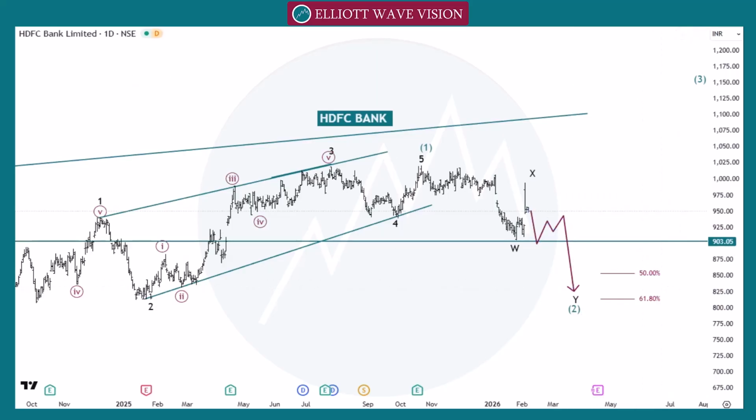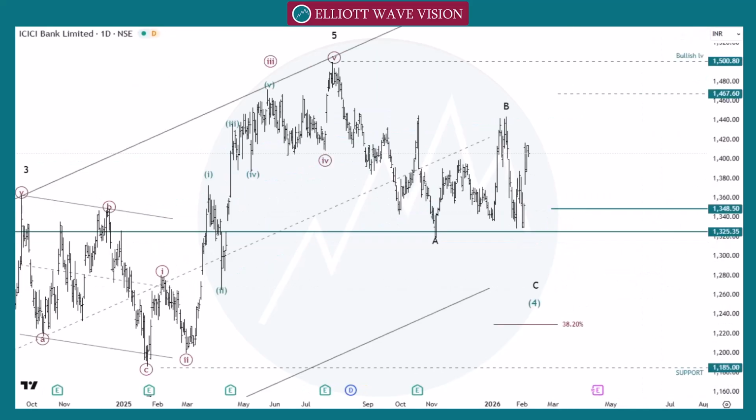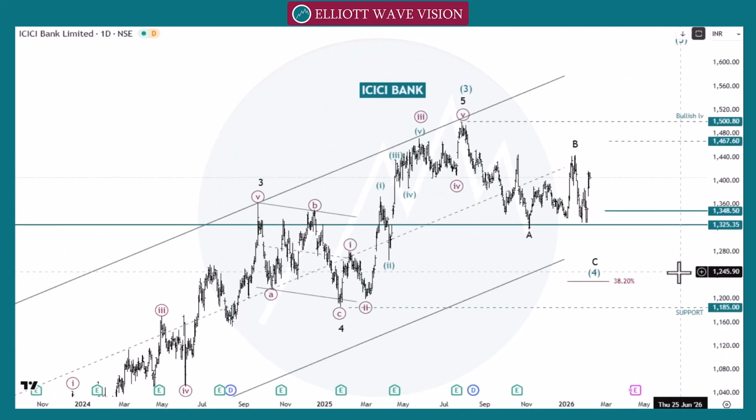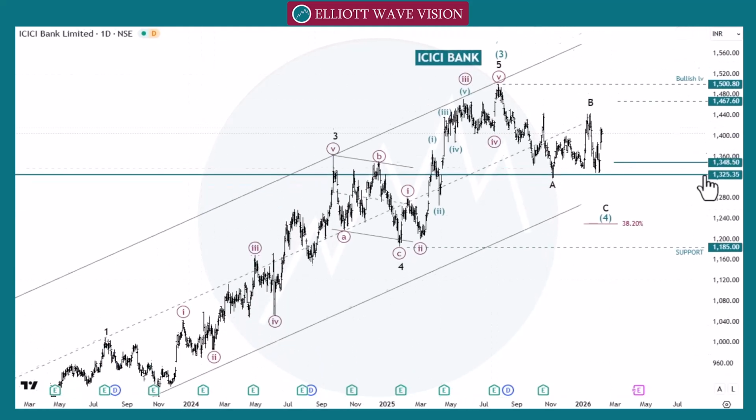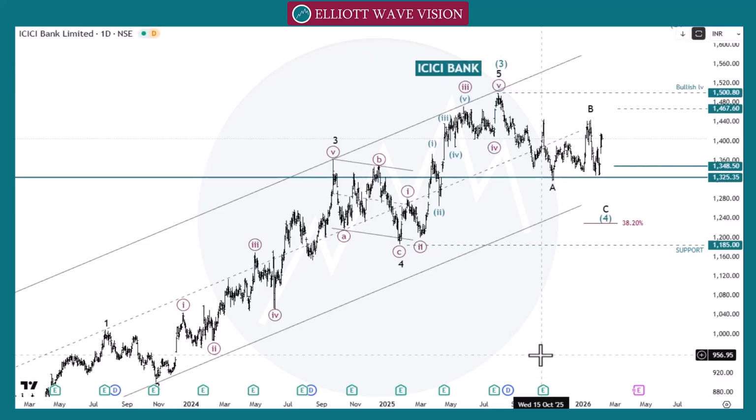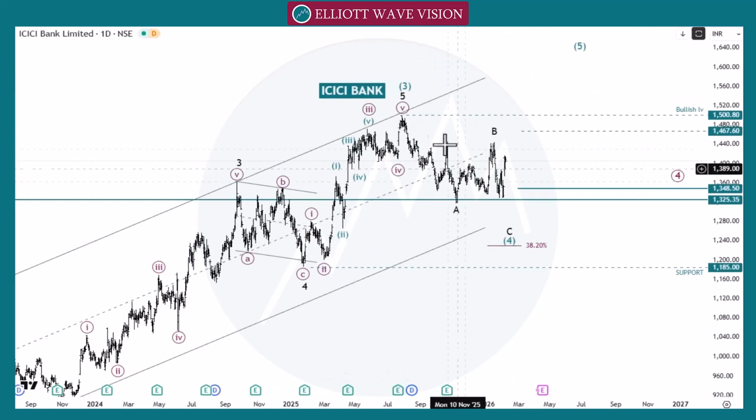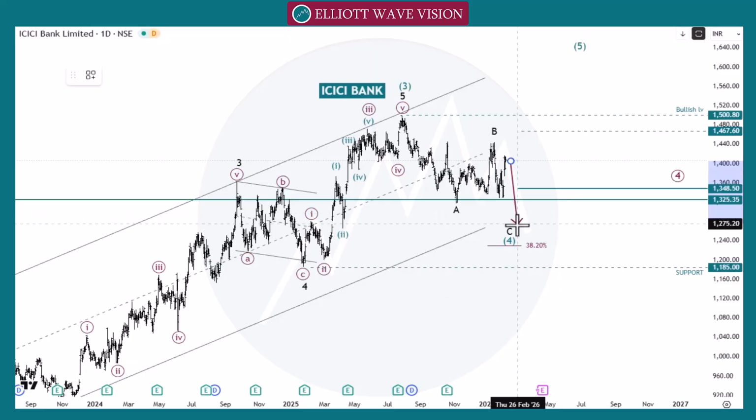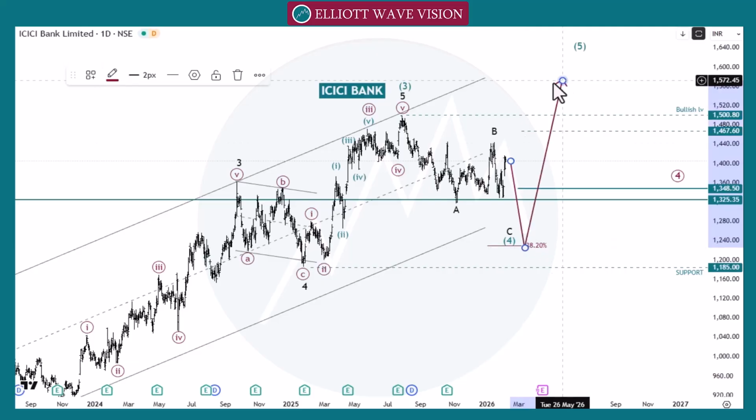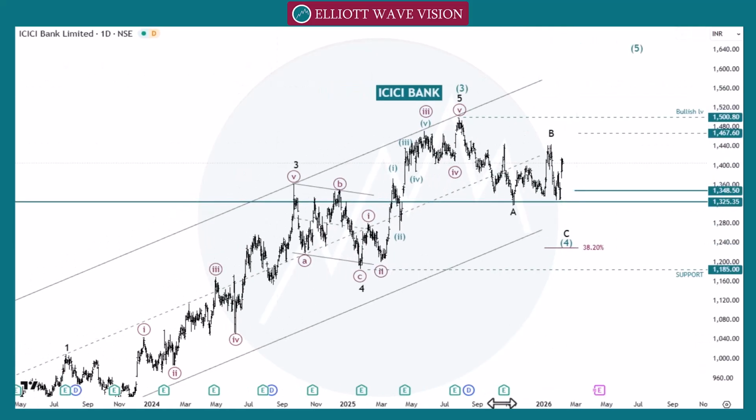So let's check our next pair, ICICI Bank. In this pair we count the structure after this strong impulsive move as a green wave 3. We are looking for this green wave 4 as a wave A, wave B and wave C towards the 38% towards the group 1, 1200. Then we will go towards the bullish side. So let's check the possibility.